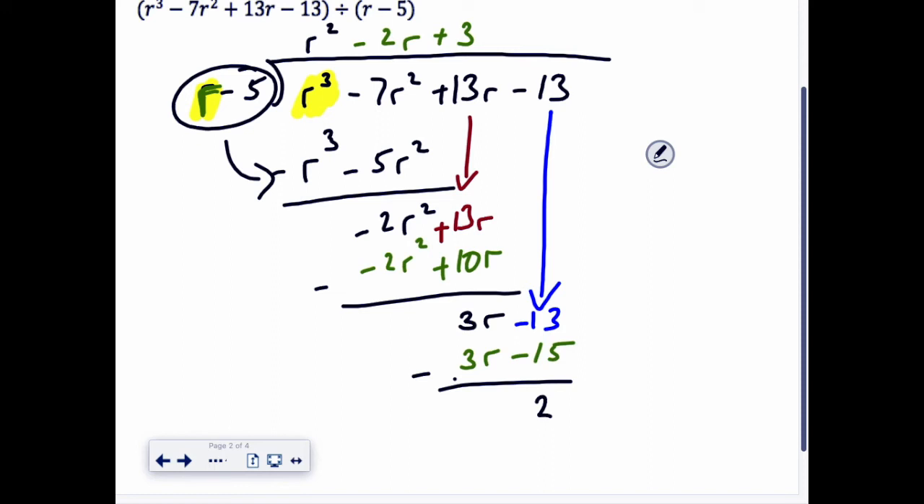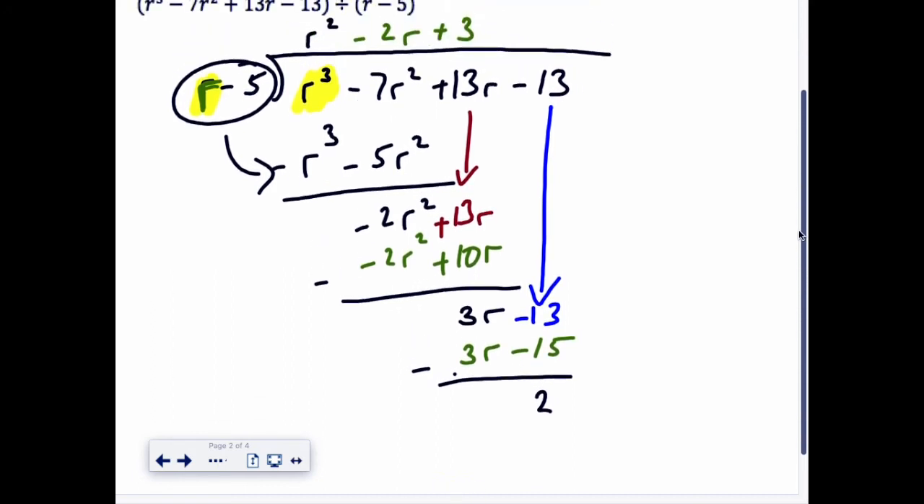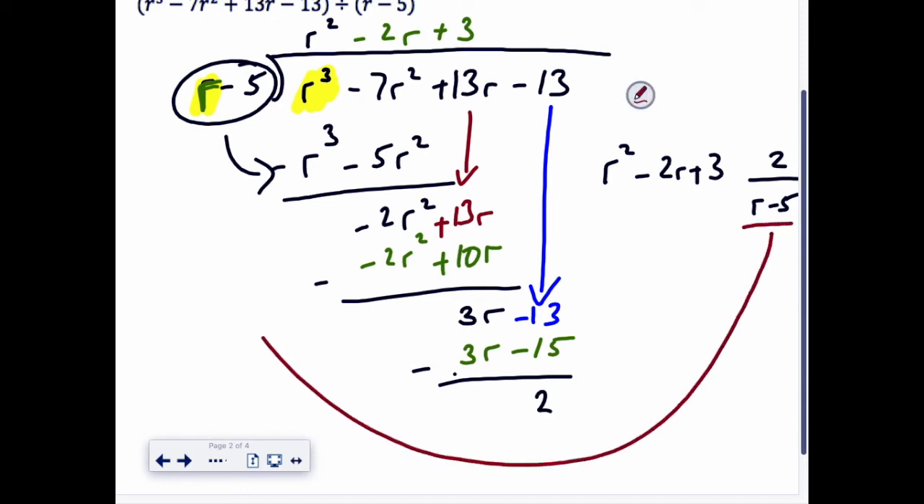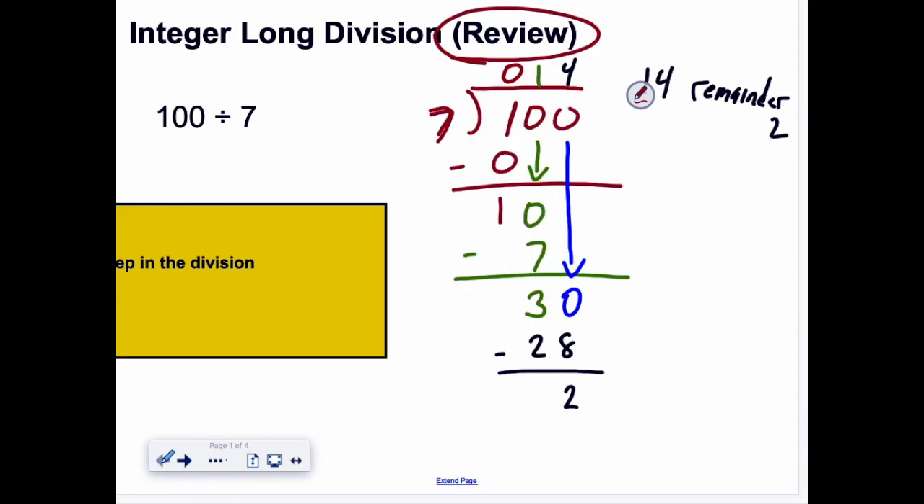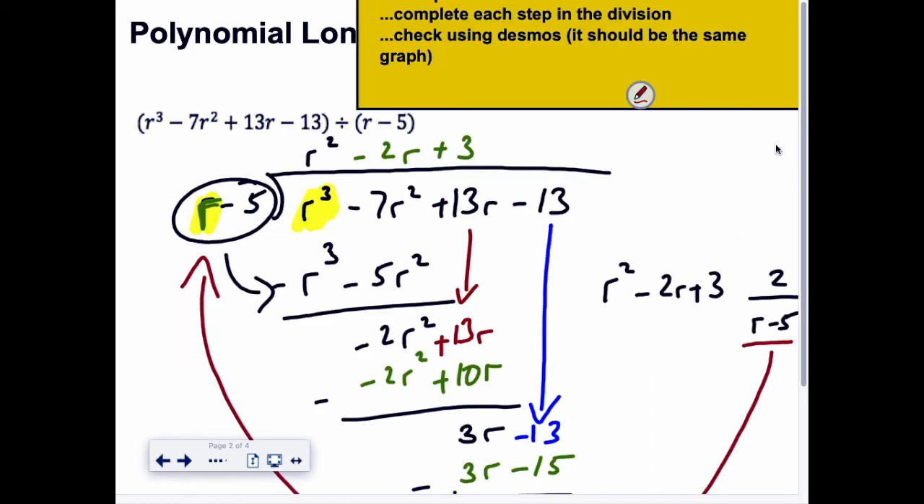So we did it. Now, here's the part where it looks wonky, but it's literally the same thing we just did. Our answer here is r squared minus 2r plus 3, plus 2 over r minus 5. I got the r minus 5 from what we're dividing by. That's where it came from. And actually, it's the exact same thing that you've done in the past. It's just another way of writing your remainder 2. You could put this as 14 plus 2 over 7 instead. All this way of writing it does is give us a nice easy way to graph it.